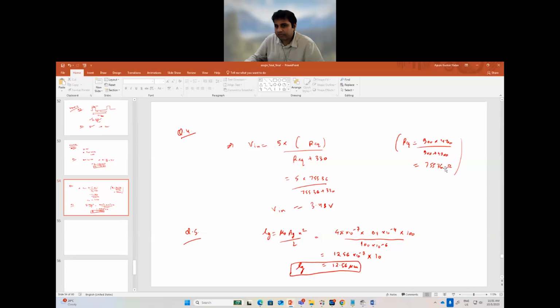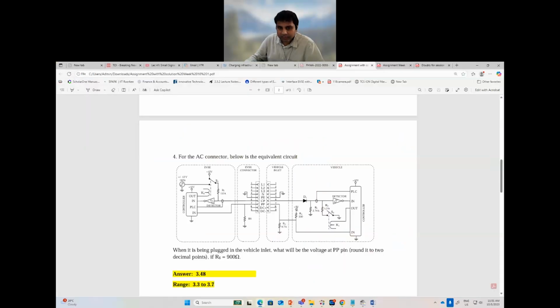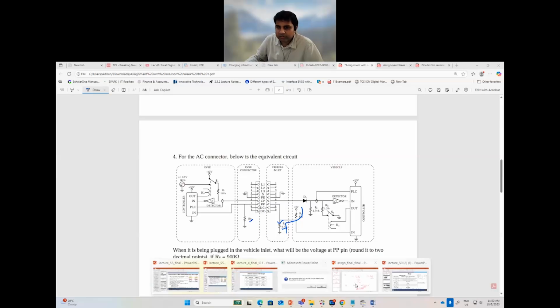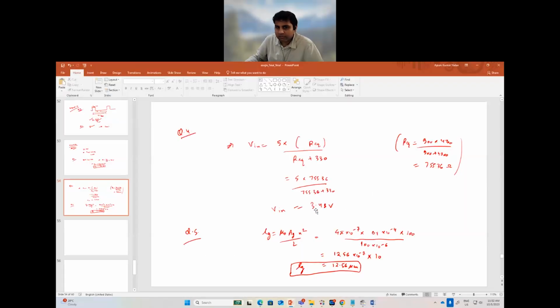And then in this particular circuit, where we have R, this 4.7 kilo ohm comes in parallel with the 900 ohm. You just calculate using the simple resistor divider, which gives a value of 3.48 volt. So if you put those values in, you will get the correct answer.